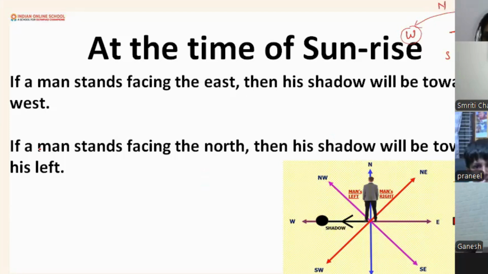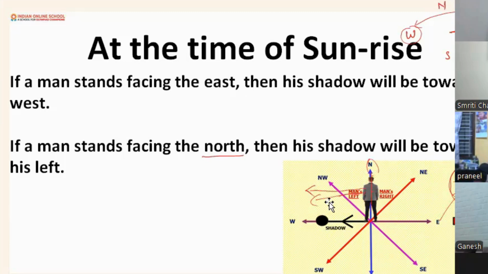Okay, and if a man is facing the north at the time of sunrise, the sun is rising from the east direction, and if the man is facing towards north, then his shadow will form towards his left, which means in the west direction only. Understood? Got it? If the sun is rising from the east only, and the man is facing towards the north, then his shadow will form towards the left of him.